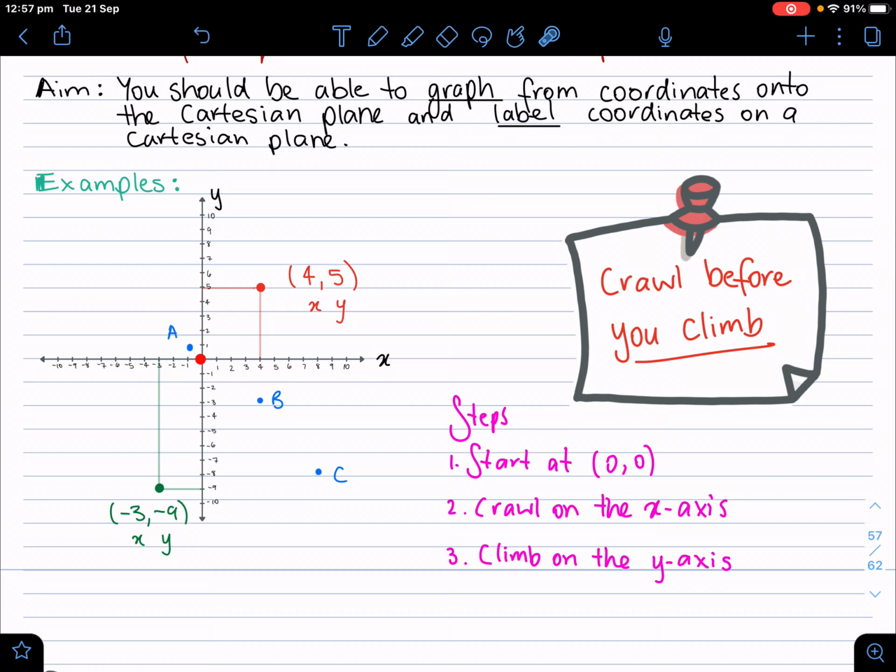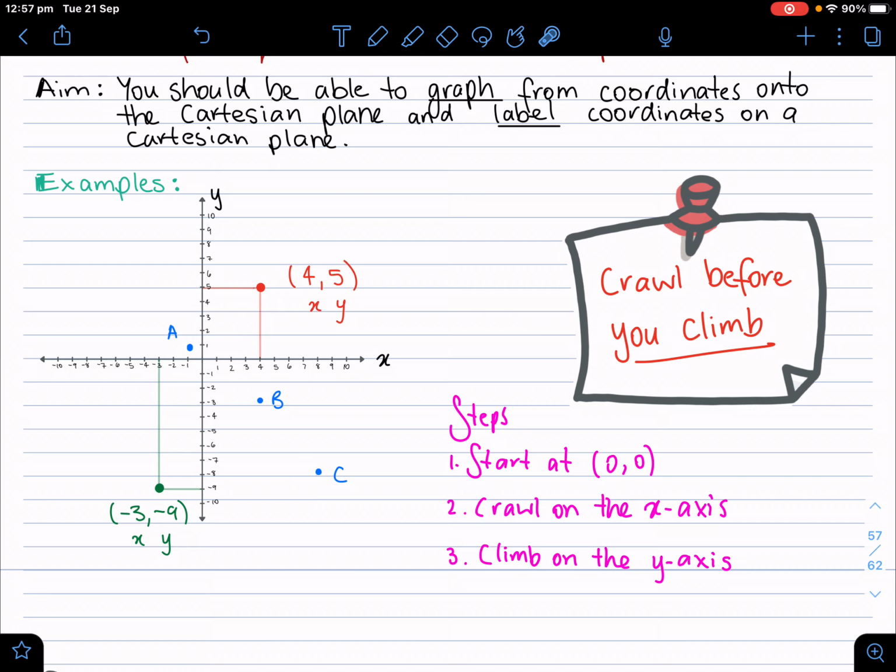That's where we start. Then we look at the first number and we crawl on the x-axis. So we'll look at the first number and we'll crawl either to the left or to the right. So in this case, left hops are negative and right hops are positive numbers. Once we're there, then we climb on the y-axis. We'll either climb positive numbers up or climb negative numbers down.